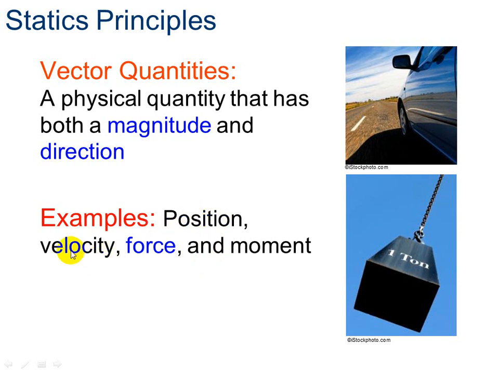Velocity, because we could have increasing velocity, then we could have positive velocity versus negative velocity. So that's a vector quantity that has both magnitude and direction. Our forces that we're getting ready to talk about when we talk about statics are vector quantities. Is my force acting in the up direction or the down direction, the left direction or the right direction, as we saw in our free body diagram work?